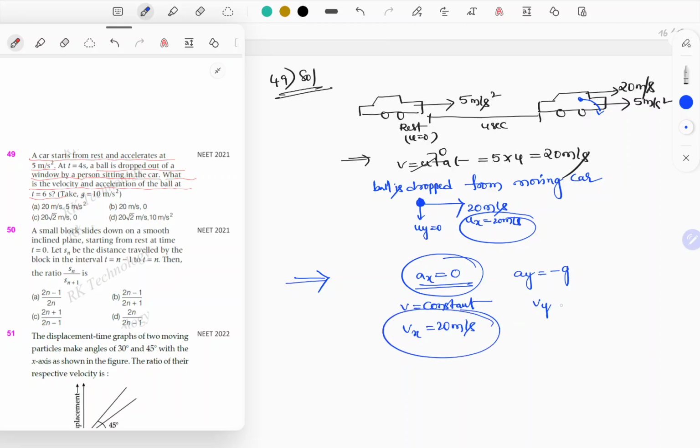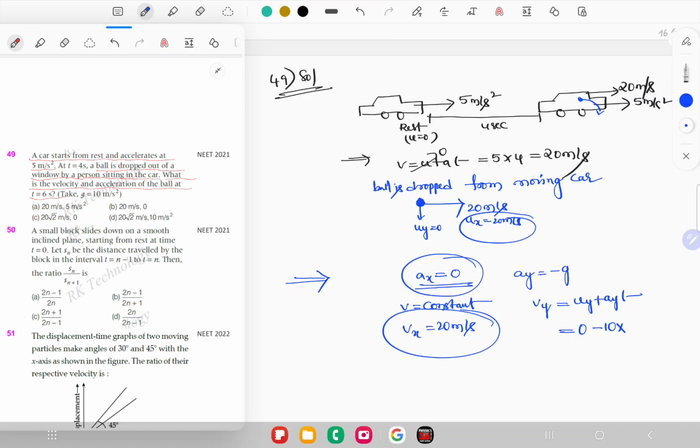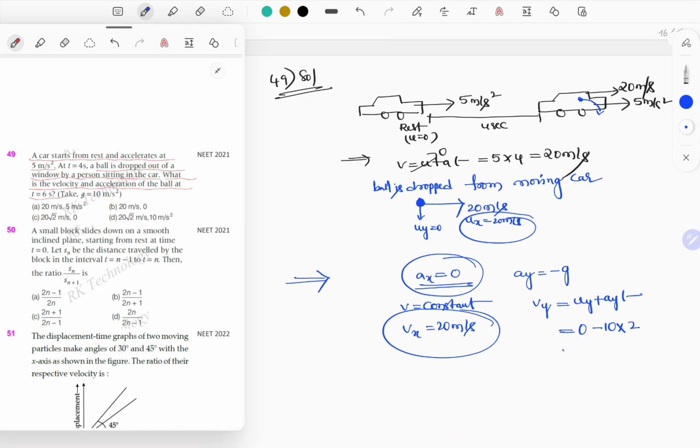It doesn't change at any time. Vertical velocity Vy is equal to Uy plus Ay into t. Initial vertical velocity is 0. Ay is minus 10. Time after which they're asking is 6 seconds. That means what is the remaining time? From the starting it is 6 seconds. After 4 seconds the object is released. That means the remaining 2 seconds will be there. So it is going to be 2 seconds, which gives minus 20 meter per second.